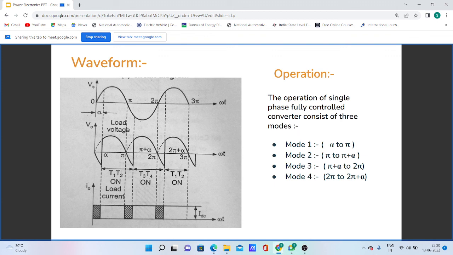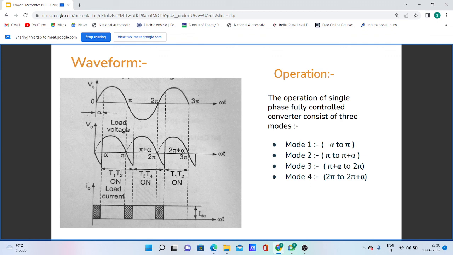The load current is instantaneously transferred from one pair of SCRs, T1 and T2, to the other pair of SCRs, T3 and T4. In this mode of operation, both load voltage and load current are positive. The inductive load will again store the energy.